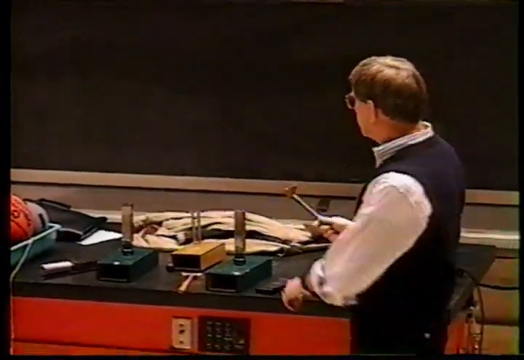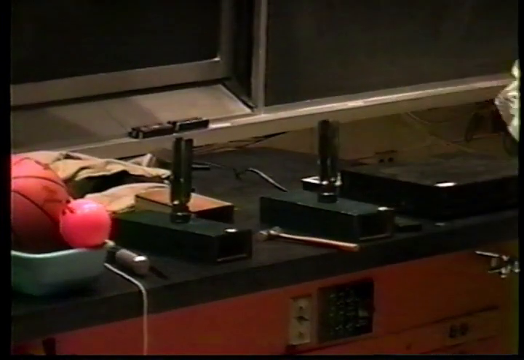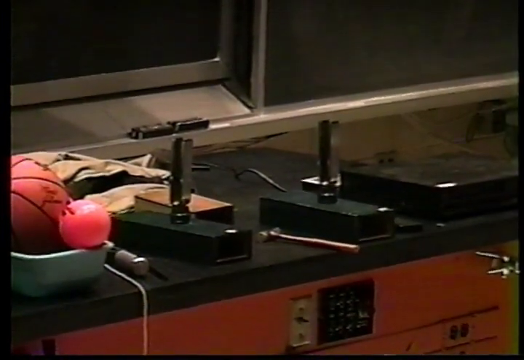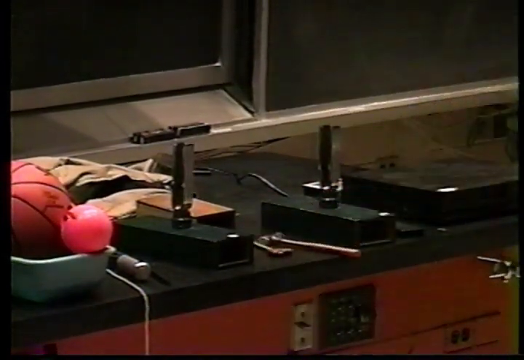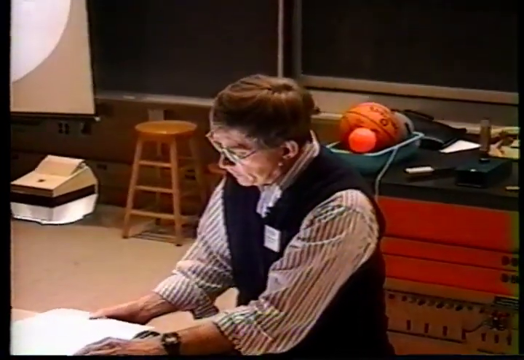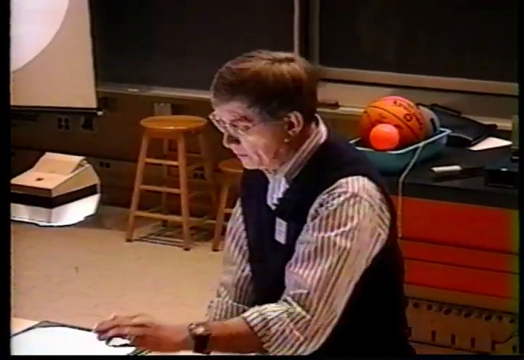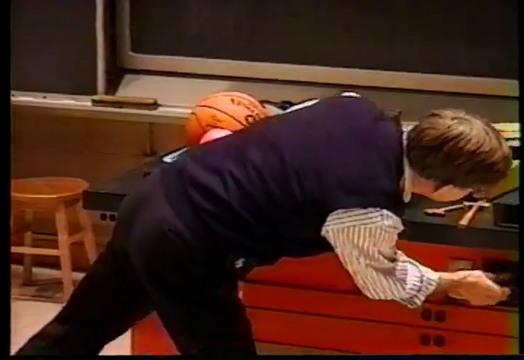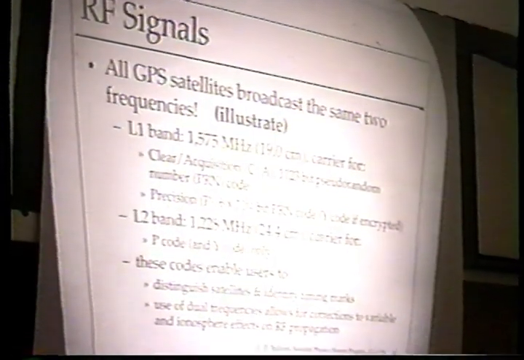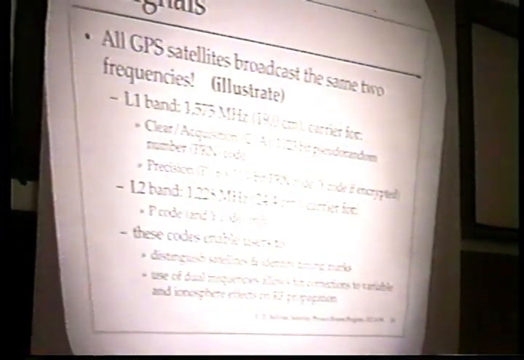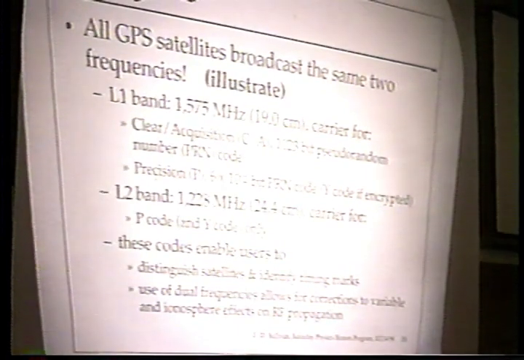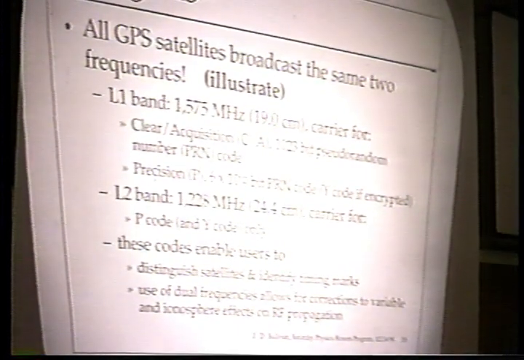All 21 satellites are singing the same note, and you can't tell them apart from just listening to that note. So, what's going on here? The two notes are called the L1 band and the L2 band that each one emits. The L1 band is 1,575 megahertz, corresponding to a wavelength of 19 centimeters. That's called a carrier. And the other one is somewhat lower frequency, a 24.4 centimeter wavelength.